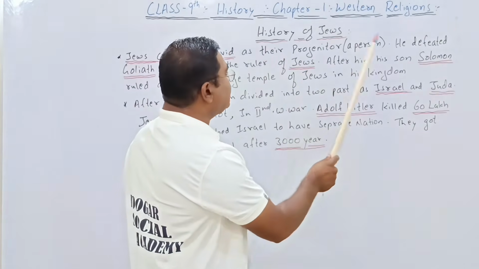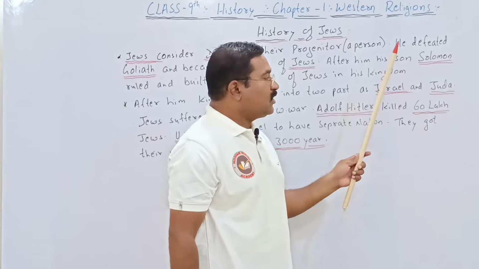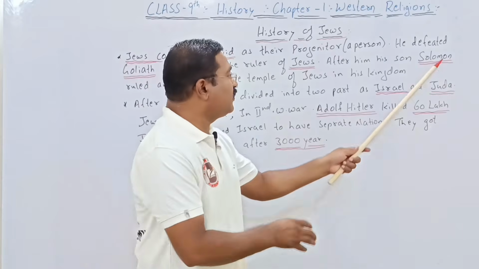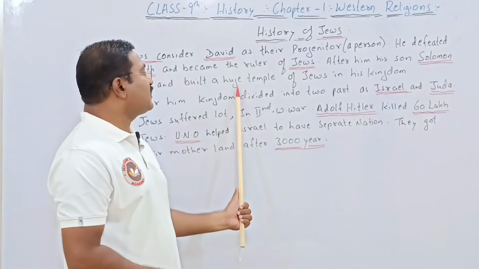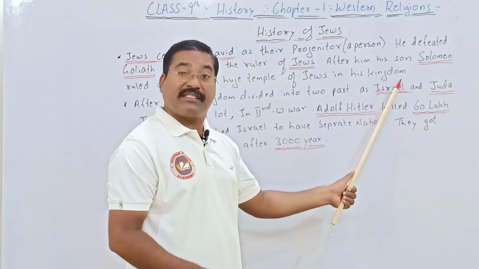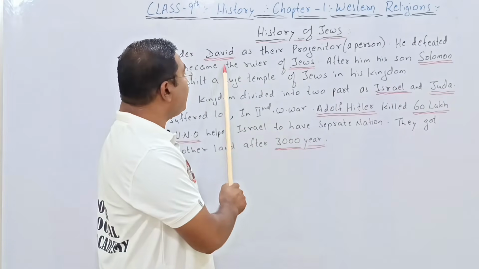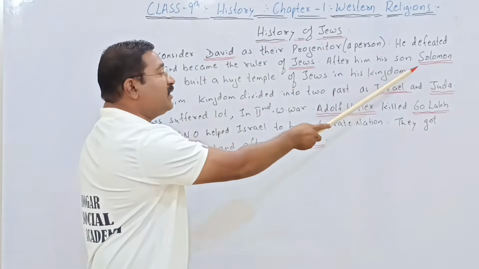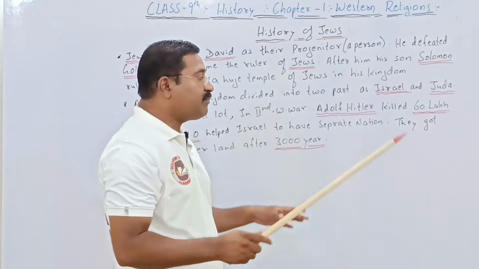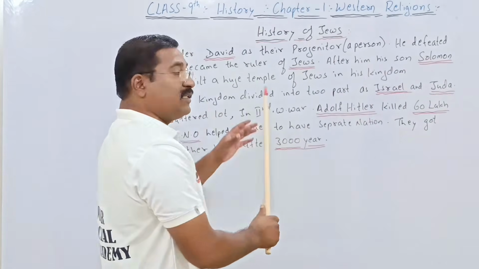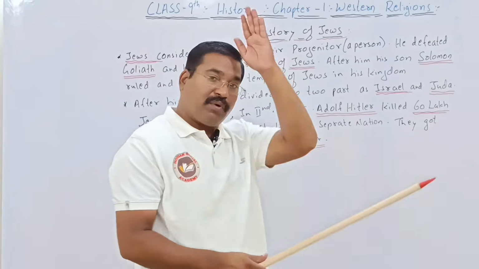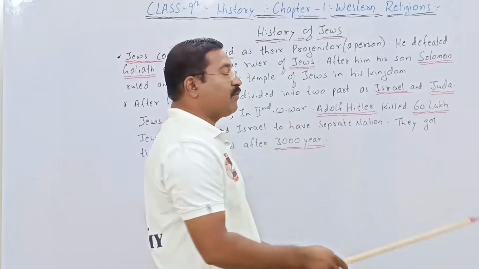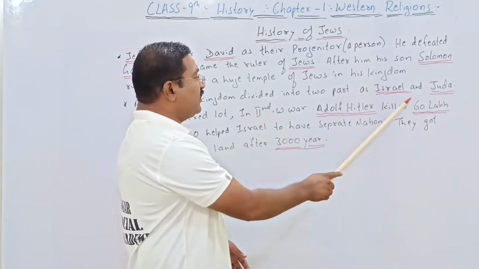And after him, his son called Solomon rules. During the period of Solomon, he even constructs a huge temple of the Jews in his kingdom. So the first ruler is David, and after him his son Solomon comes to power. Okay. Up to the time of Solomon, everything was very fine. But soon after the death of Solomon, the kingdom of the Jews was divided into two parts. One called Israel, another called Judah.